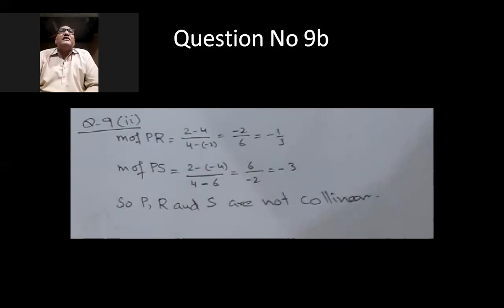You can see the gradient of both the lines PR and PS is not the same. So from here we can say that the points P, R, and S are not collinear. So this was question number 9 of exercise 6D from the book D3. Hopefully you have understood.